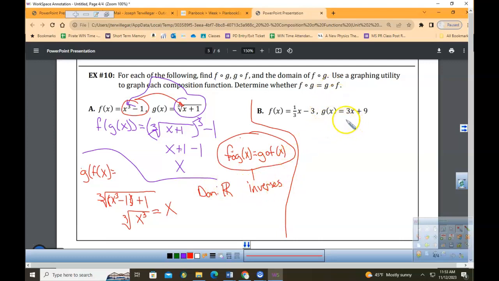All right, let's do this one. I'm going to plug them into each other. They look close. So I'm going to do f of g of x first. Plug this in for that. So I'm going to do 1/3 times 3x plus 9 minus 3. Distribute. 1/3 of 3x is x, 1/3 of 9 is 3, minus 3. 3 minus 3 is 0, so I get x.